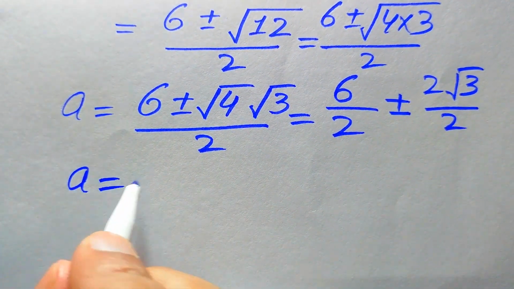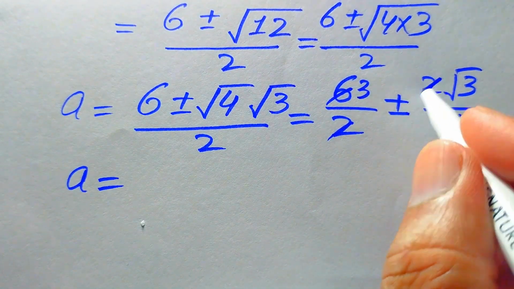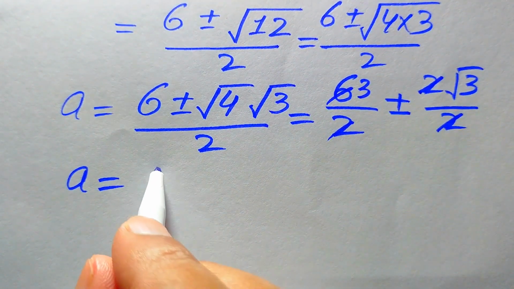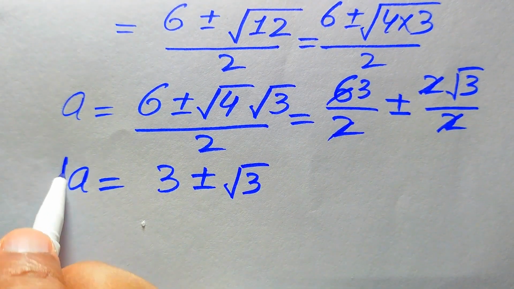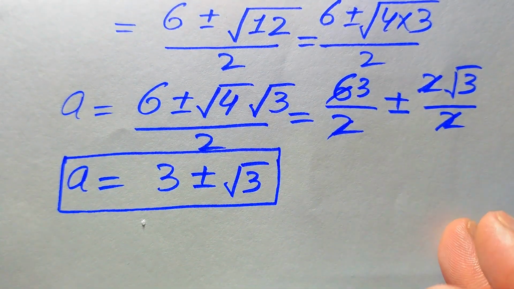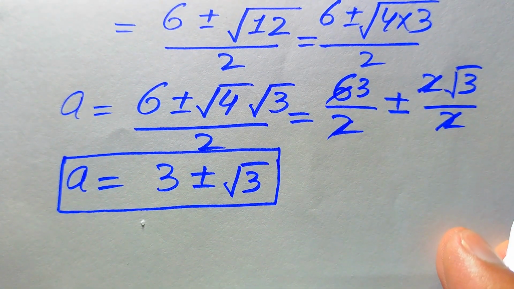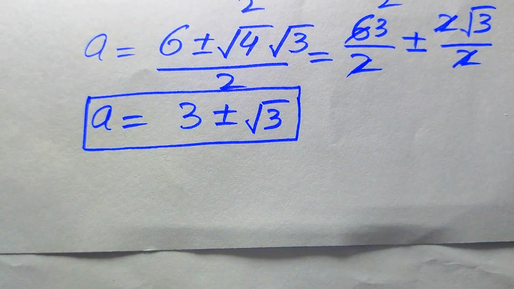And now in the next step we need to cancel these terms, and we have 2 times 3 becomes 6, these 2 and these 2 are gone, and we obtain 3 plus minus square root of 3. So these are the other two real roots of a. And now for these values of a, we need to find the corresponding values of b.